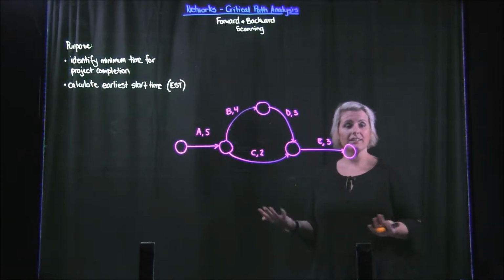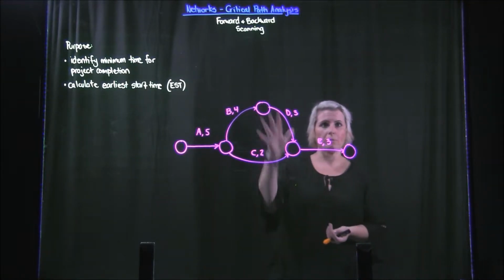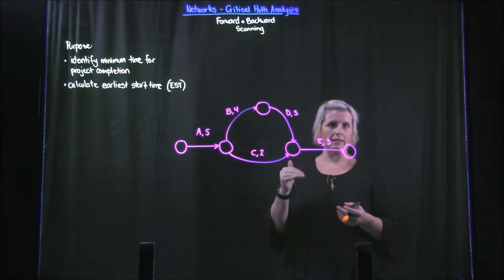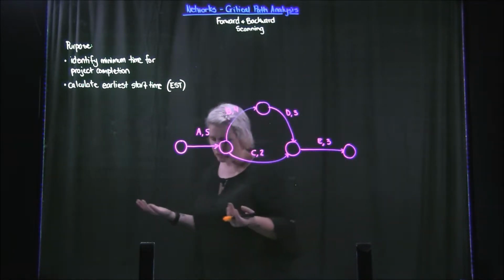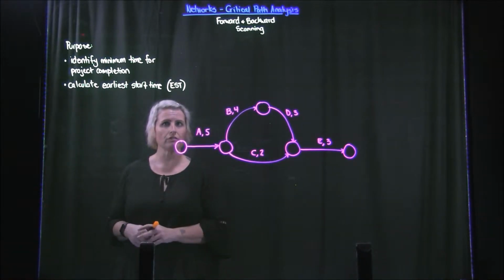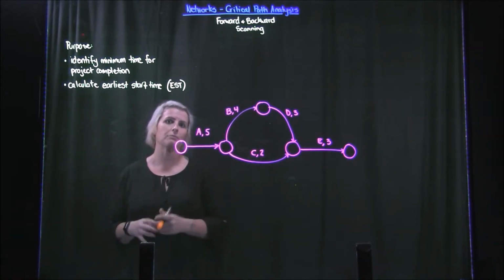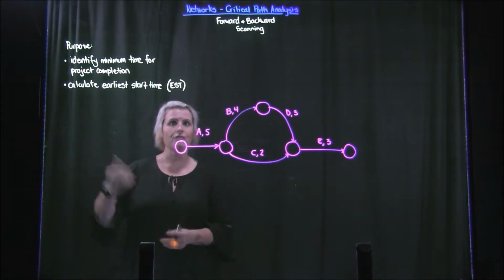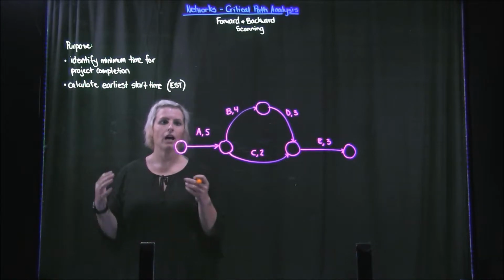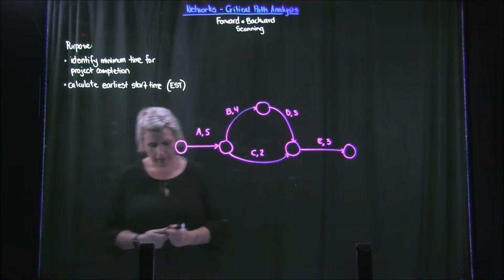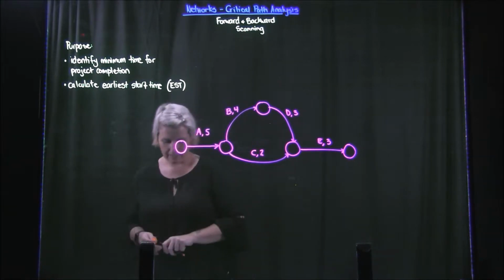Okay, now we're going to continue our look at the critical path analysis of a network by looking at forward and backward scanning. This is a way that we can identify the minimum time for a project completion, that's for the entire project to be completed. We can look at minimum times. We can also calculate the earliest start time for the different tasks within the project, and we represent that with EST.